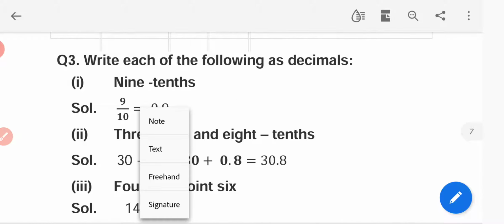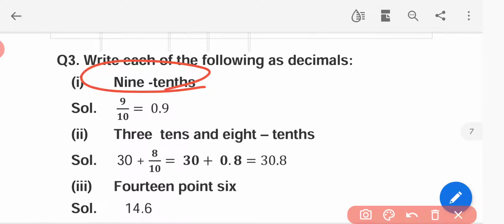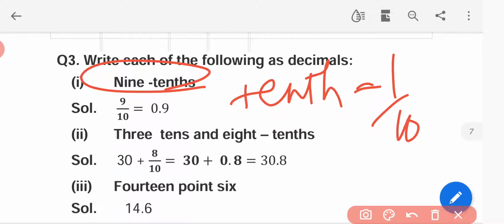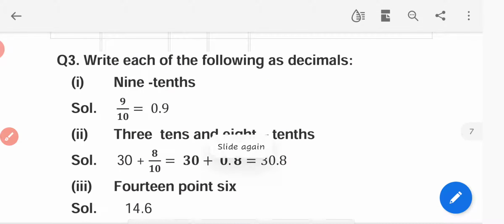Then see question number 3rd. Write each of the following as decimal. It is given in word or in statement, and you have to first change into number and represent by decimal. Decimal means which contain point. So 9 tenth, हमें पता है टेंथ का मतलब क्या होता है? 1/10. यहाँ पर क्या दिया है? 9 tenth. 9 tenth means 9/10. After writing this you have to change into decimal point. Here how many zeros are given? 1 0. So from the back you have to put the decimal after one number. So it can be written as 0.9.